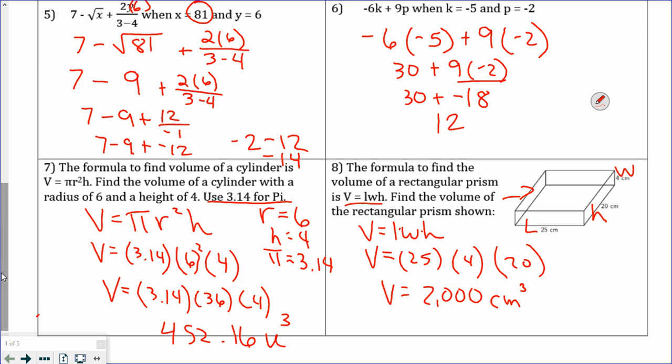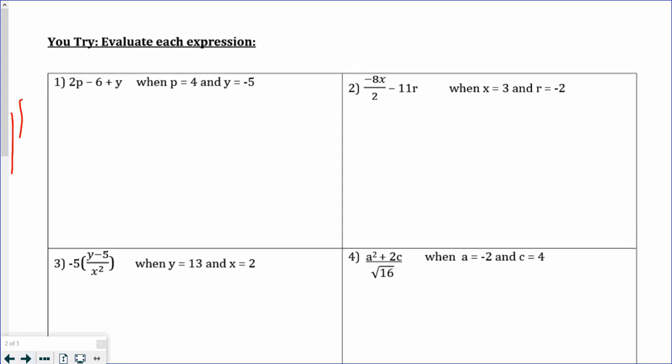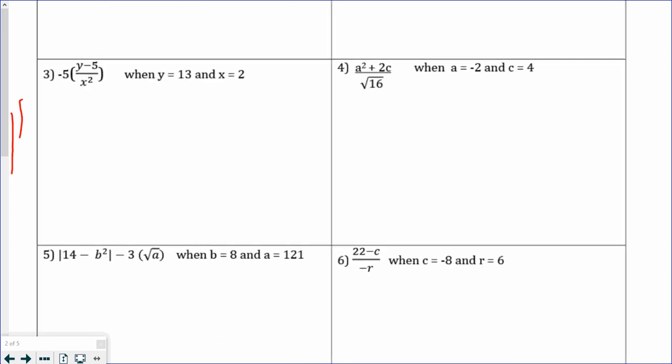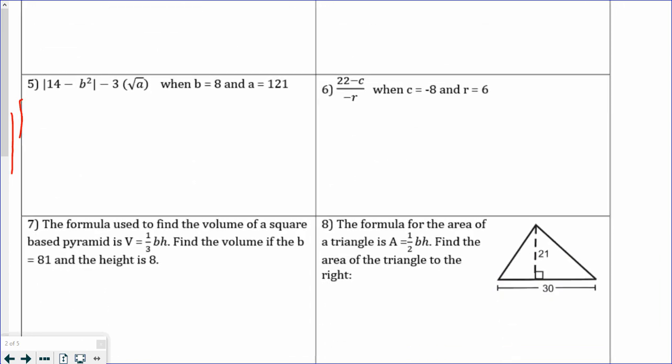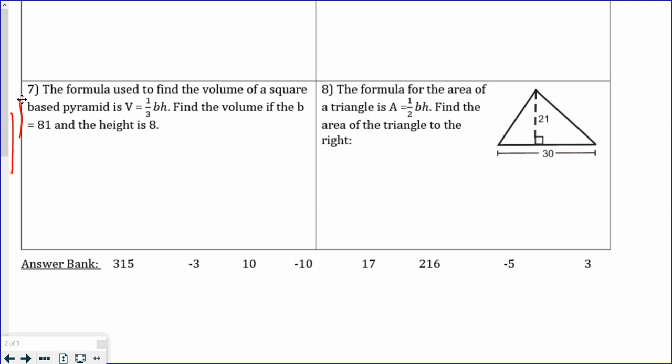Okay. So depending on where you are at, you might be finishing your work from last class or going on to the U-Try questions. Notice at the very bottom, there is an answer bank. So if your answer is not there, you need to make sure you either ask where you went wrong or try it again. Okay? Alrighty, get to it.